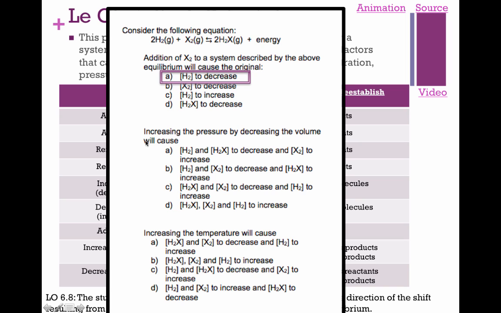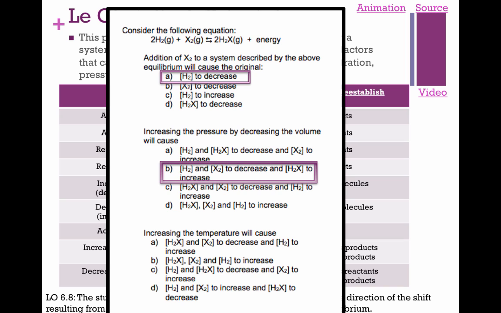And then it says increasing the pressure by decreasing the volume will cause what to happen? So if we increase the pressure, our pressure is now too high. Which way does it have to shift to bring the pressure back down? To the right. Why? Less moles of gas. So we have to shift to the right, which is the side with less moles of gas. So as we shift to the right, we're going to use up our reactants, and we're going to make more products.